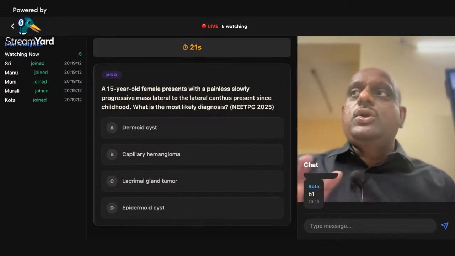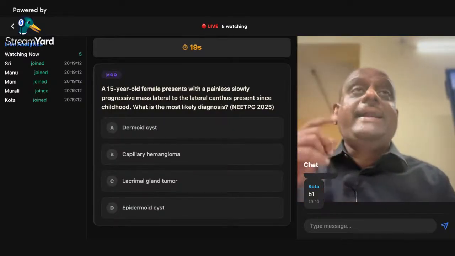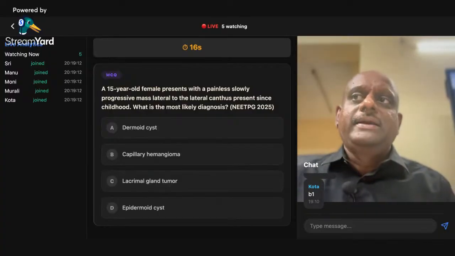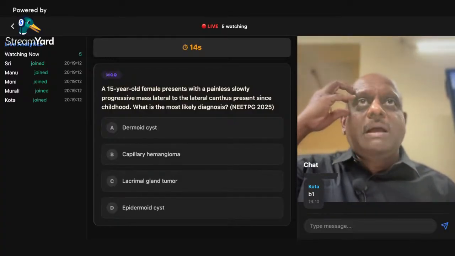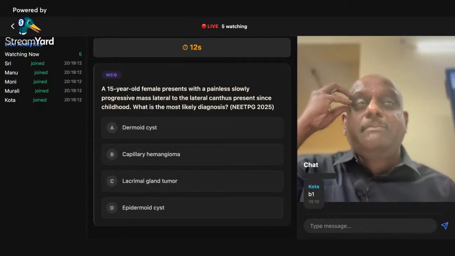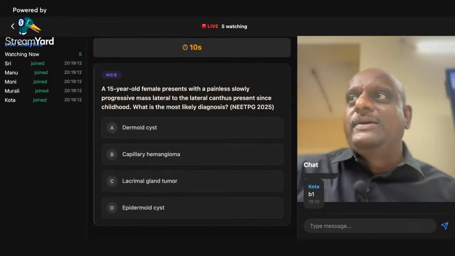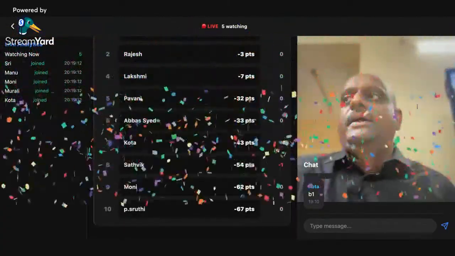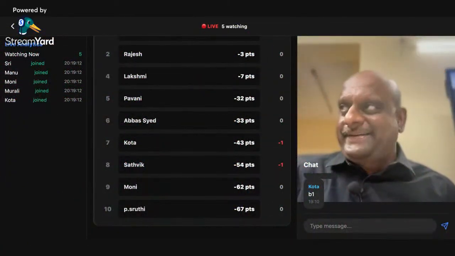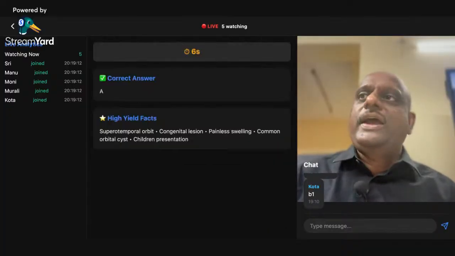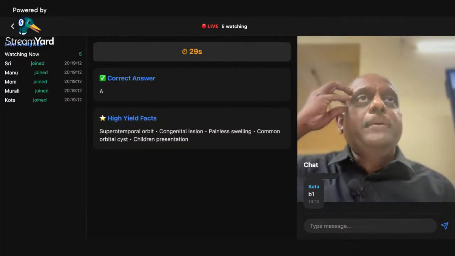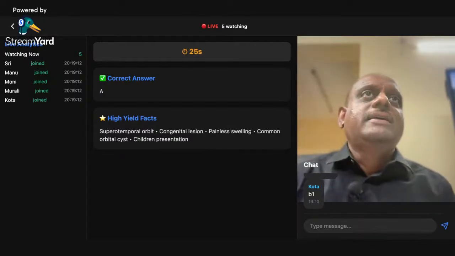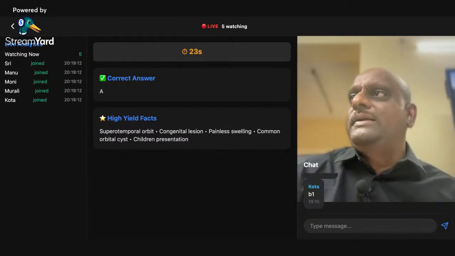15-year-old, painless, slowly progressive mass lateral to the lateral canthus, present since childhood. What is that, doctor? It is the problem in the fusion of the myotomes, which leads to the development of it. It is called dermoid cyst, is what you need to remember. Superotemporal area, congenitally present, painless swelling, common orbital cyst, which is found in children.